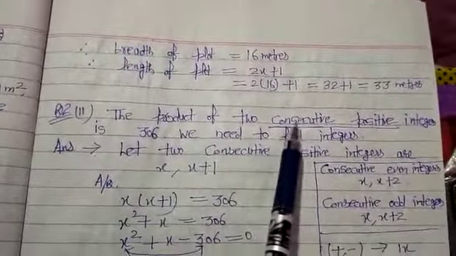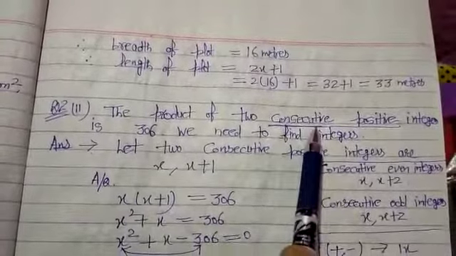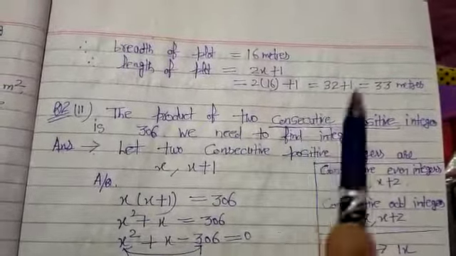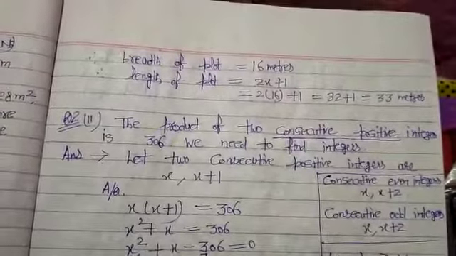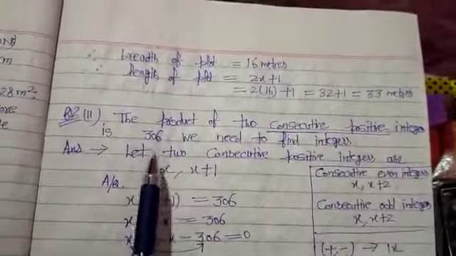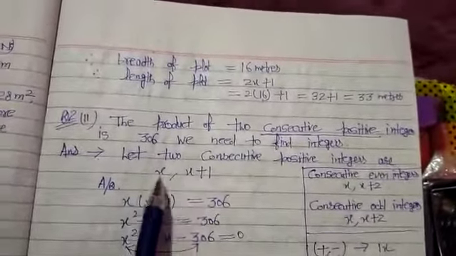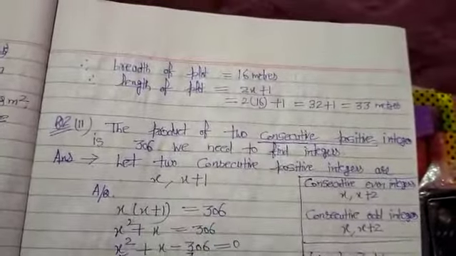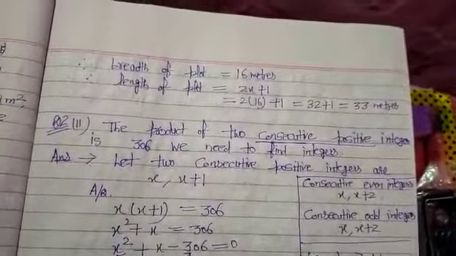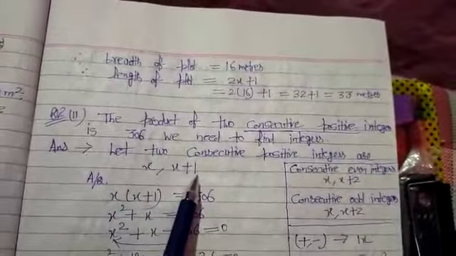Before starting, we have to understand what is the meaning of consecutive. Consecutive means one after another. If I say 7, then after that 8 is coming. So 7 and 8, these are two consecutive positive integers. In general, let us suppose two consecutive integers are x and x plus 1. First integer is x. After that, we add 1 to any integer, we get another integer. So in general, the two consecutive integers are x and x plus 1.